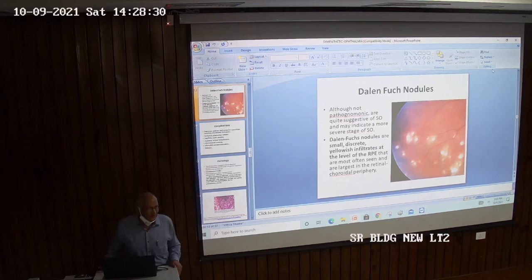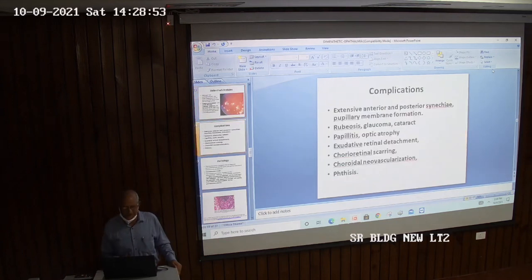Busacca's nodules and Koeppe's nodules also occur in granulomatous uveitis. And remember, this third one is the Dalen-Fuchs nodule, seen in the choroid part, yellowish, discrete, small, in the pigment epithelium or in the choroid. That is the pathognomonic feature of this. So Dalen-Fuchs nodule, if you examine the retina.